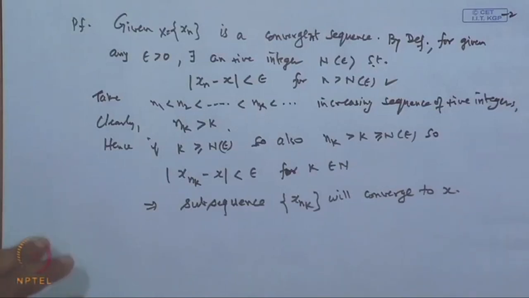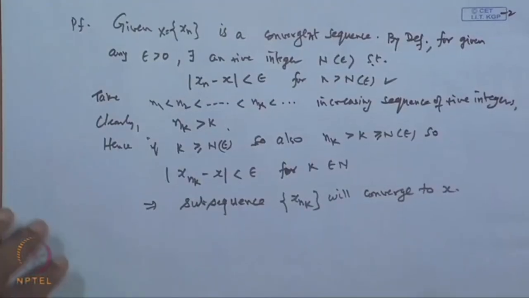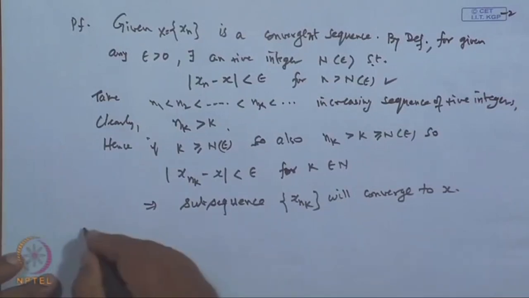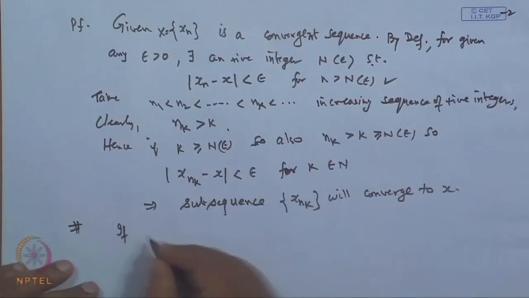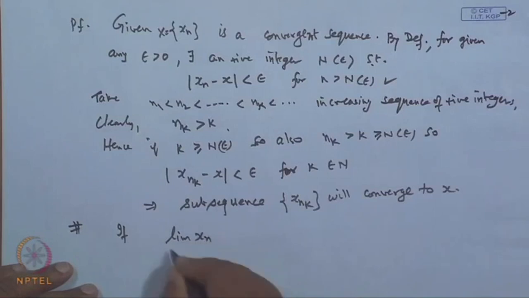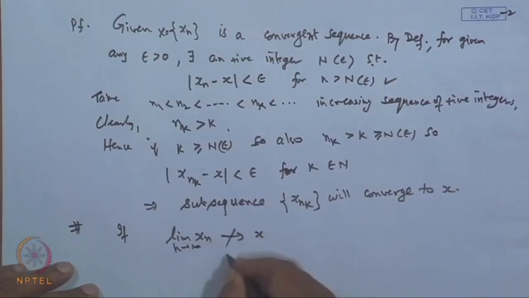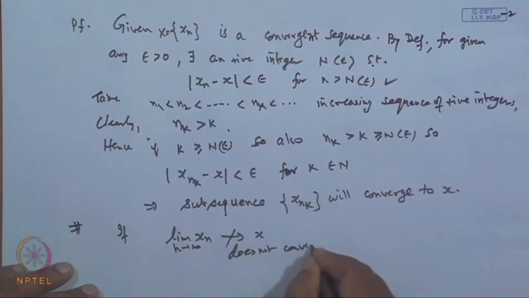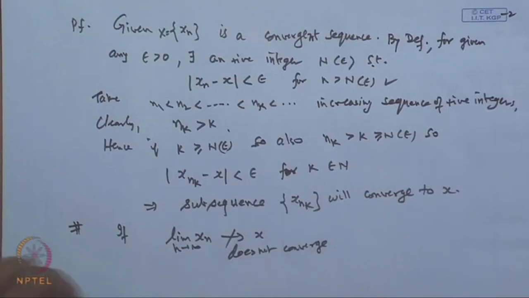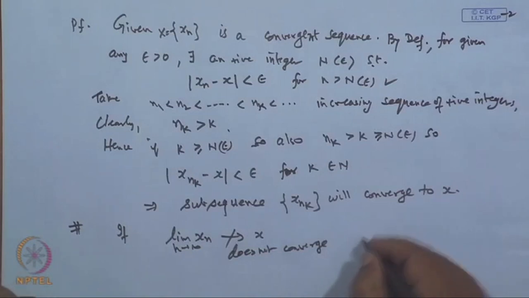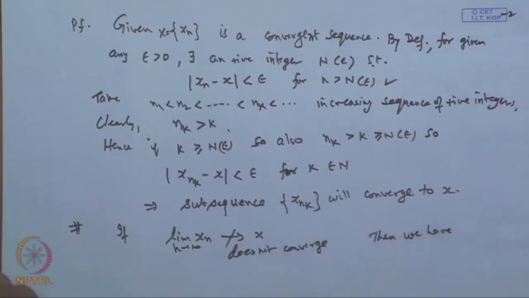So, this is one part. Now, let us look at the converse part of it: the criterion where the limit fails, which leads to a divergent sequence. Let us find out what the equivalent condition is when the sequence does not converge. So let us see the criteria for divergence: if the sequence x_n, or the limit of x_n as n tends to infinity, does not converge to x, or the limit fails, then we have the following equivalent criteria.